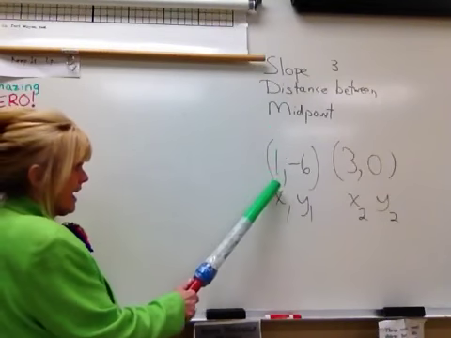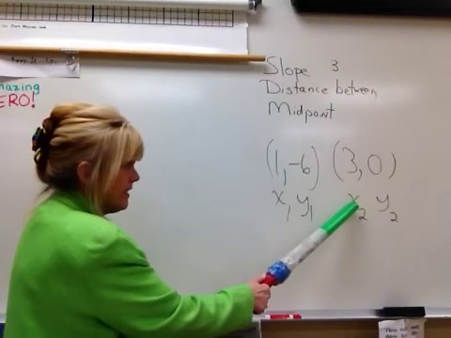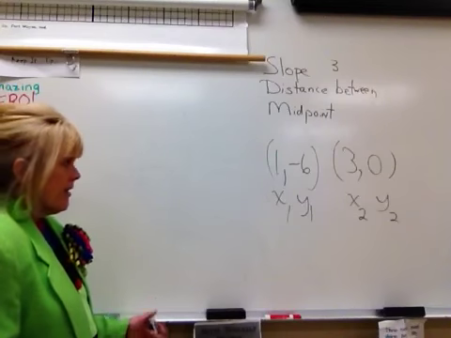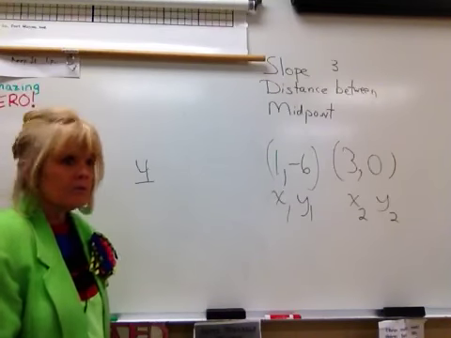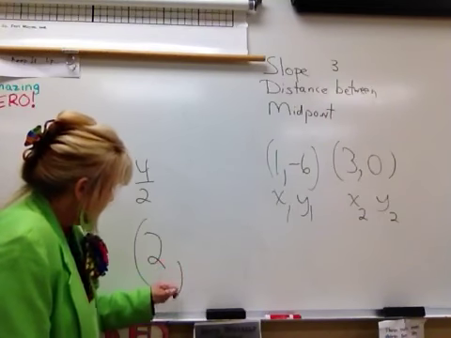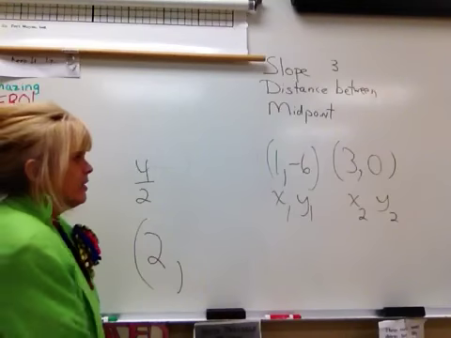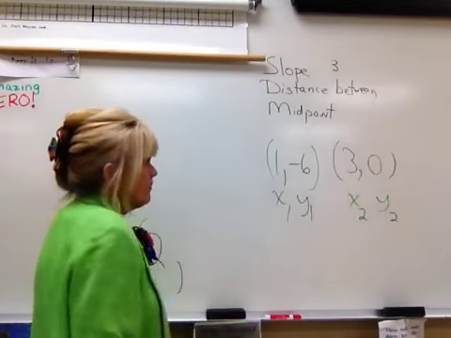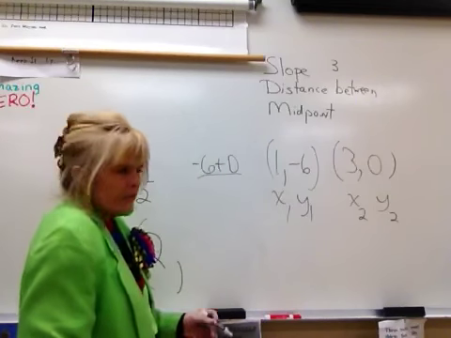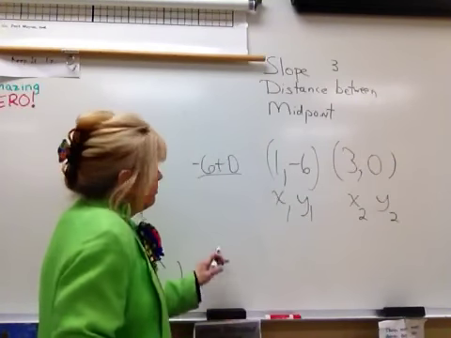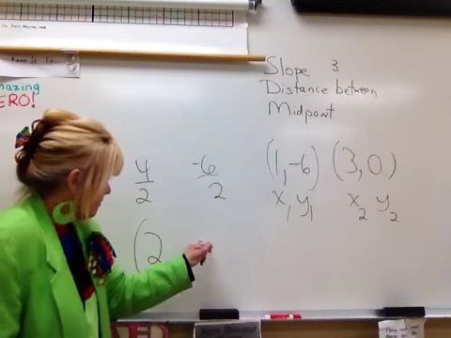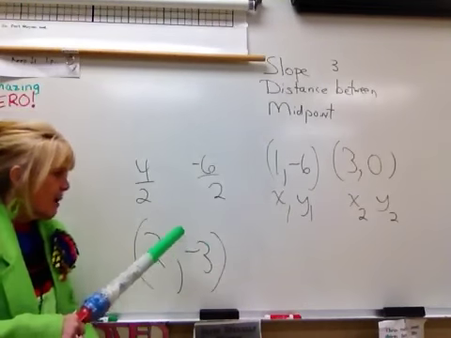Where's the x's? That guy and that guy. He's an x and he's an x. So you get their average. Average of 1 and 3. To get an average, you add them together and divide by 2. 4 divided by 2. You get 2. Now let's do the average of the y's. Here's your y's, -6 and 0. So you take -6 and 0 and add them together. You get -6. And then divide it by 2. So it's really -6 divided by 2, and you get -3. And that is the midpoint.